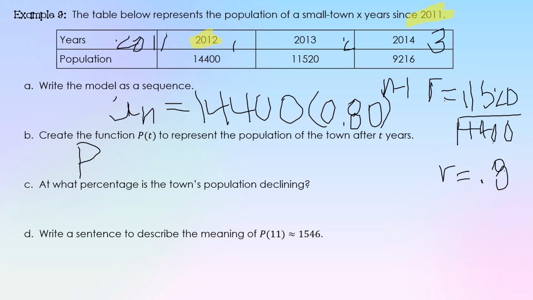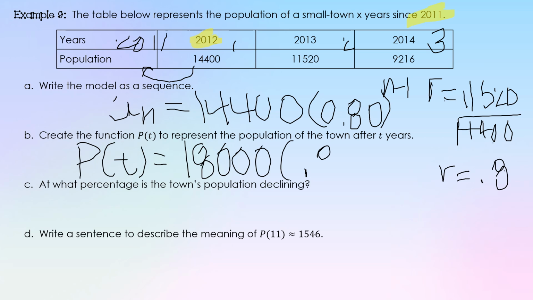Now, as a function, we need to know the initial value or the zero term. So we are going to need to work backwards. So we're going to take that 14,400 and divide by 0.8. And when we do that, we should get 18,000.